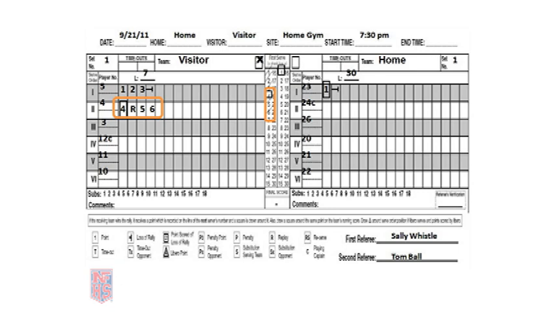Every server action in the match is represented on the score sheet. Visitor 4 serves 2 aces for points 5 and 6. 5 and 6 are placed in the next 2 boxes and also slashed in the running score column.